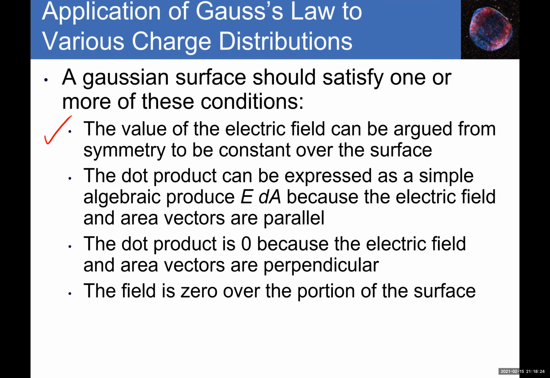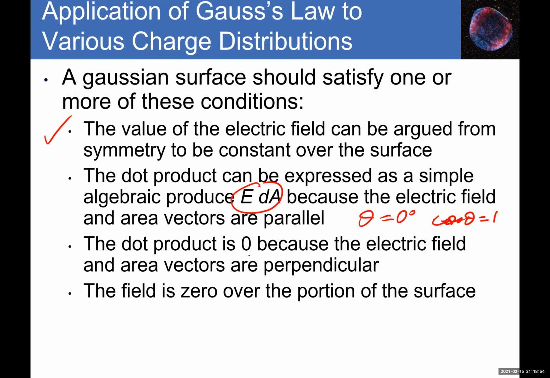If you cannot remove the electric field from the integral, then it becomes no easier than Coulomb's law. The dot product can be expressed as a simple algebraic product, EdA, because the electric field and the area vectors are parallel. Because we want to find the configurations where theta equals 0 degrees, so then cosine of theta is equal to 1. So basically just EdA.